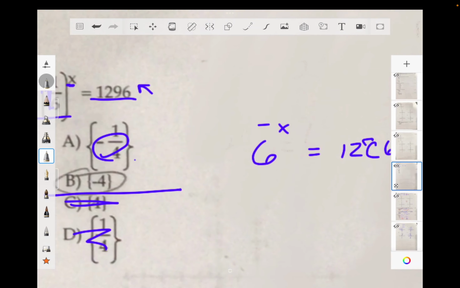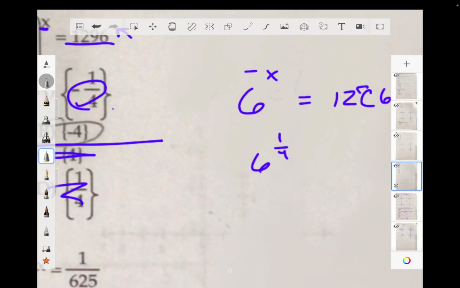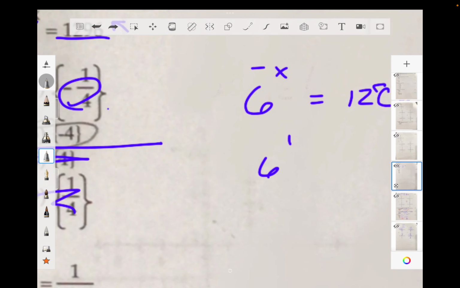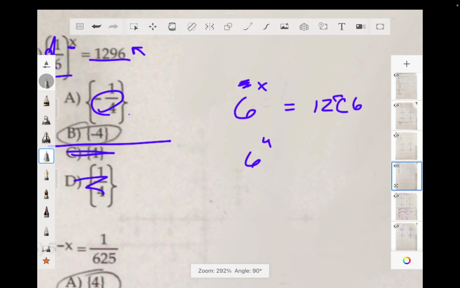And we know it can't be A because 6 to the 1/4 is a root function, right? And that's going to make 6 smaller. But if it was 6 to the 4, not negative, because we already know that, we get rid of that. We know it's going to be an exponent because it's going to make the number bigger.